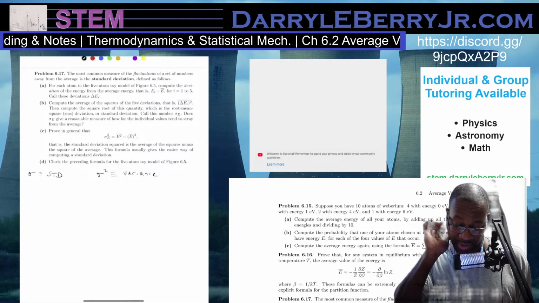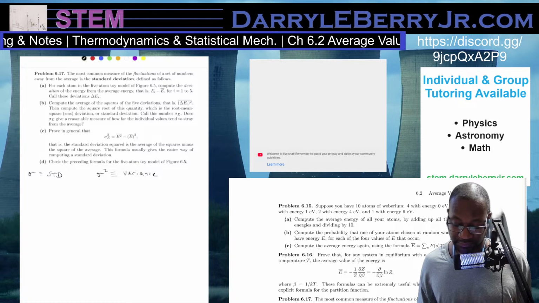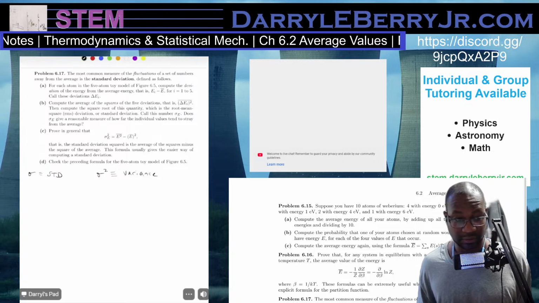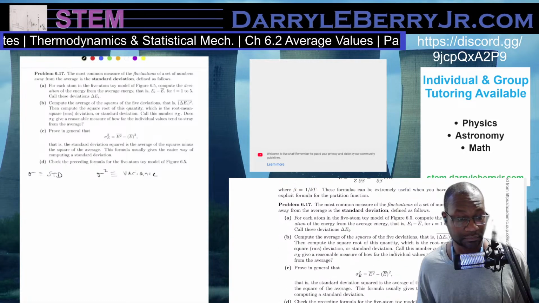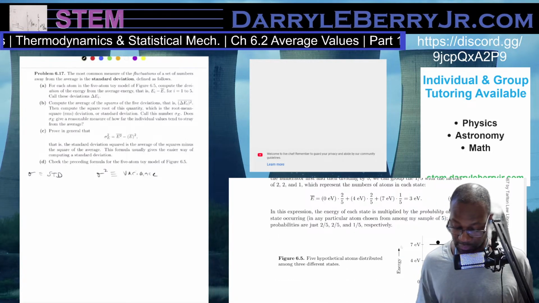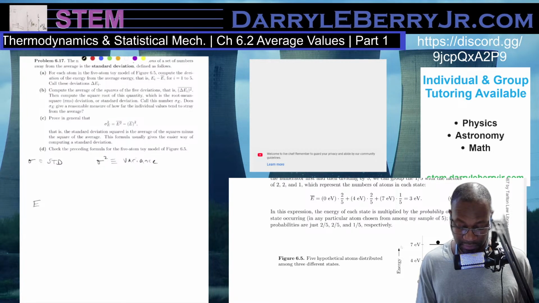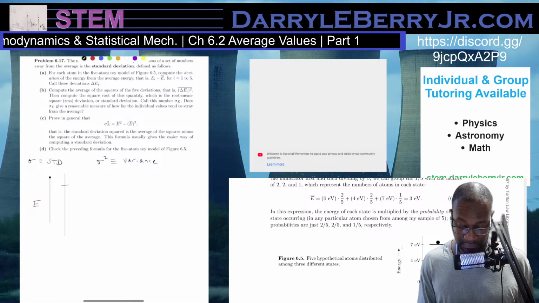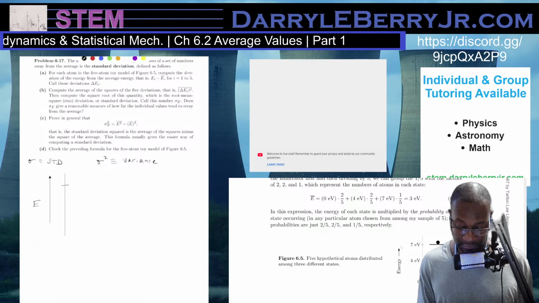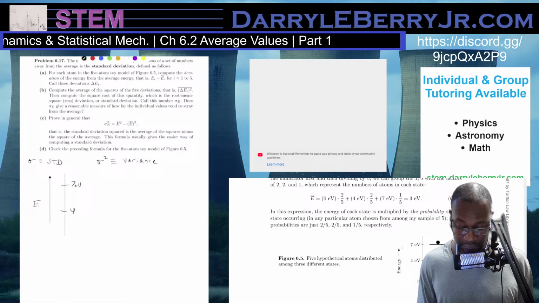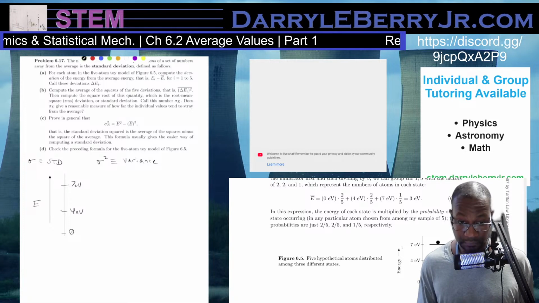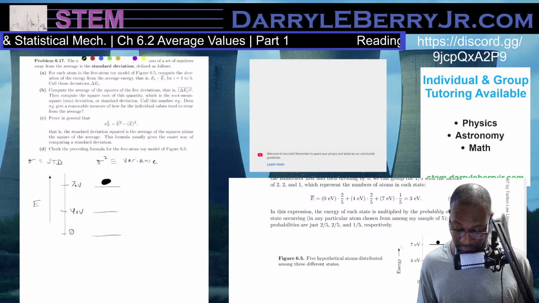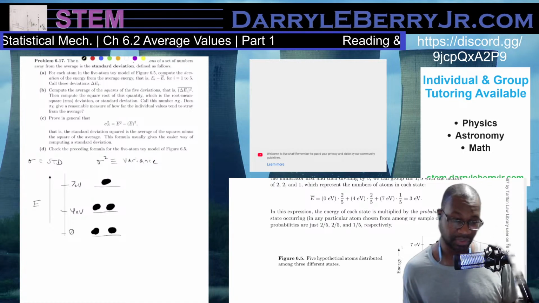The most common measure of fluctuations of a set of numbers away from the average is the standard deviation, defined as follows. For each atom, the 5-atom toy model of figure 6.5. Let's go to figure 6.5. Right. So we have E going up. All right, so that's the figure we're working with.